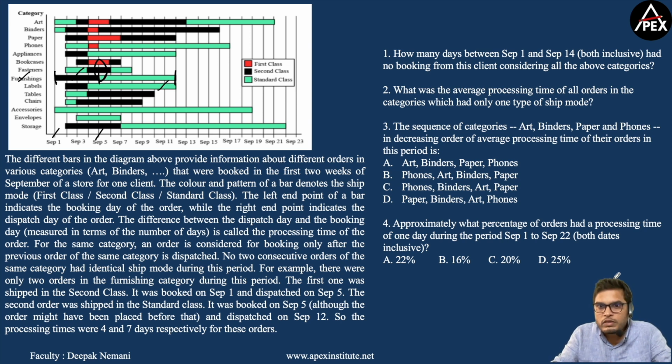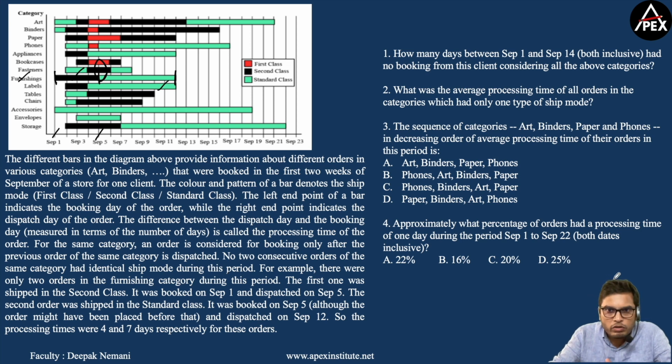Second question. What was the average processing time of all the orders in the categories which had only one type of ship mode? So first you need to identify all the categories which had only one type of ship mode. Then you need to find the processing times of all these categories. Then you can find the average processing time of all the categories which had only one type of ship mode.